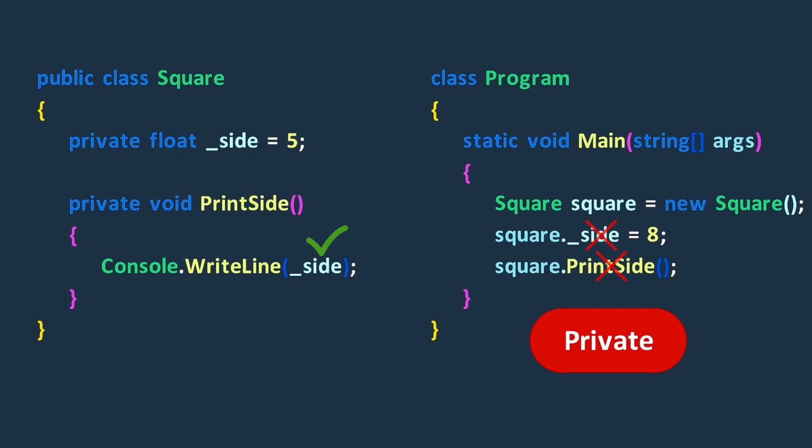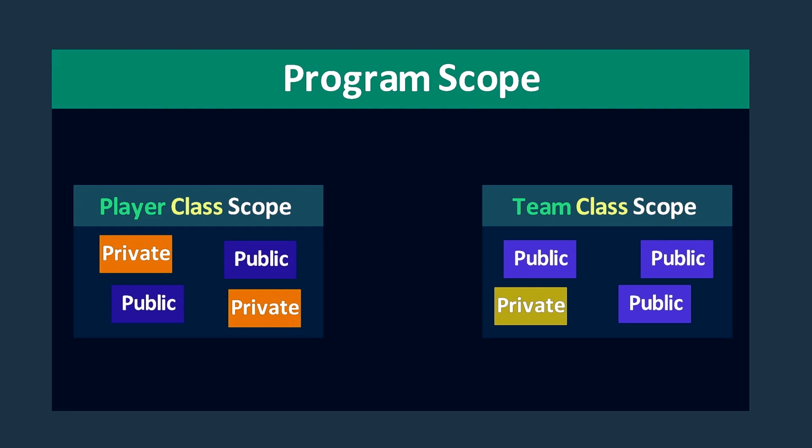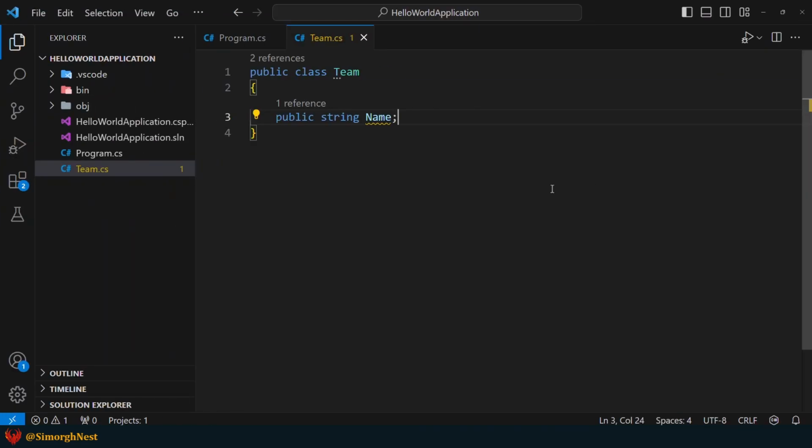Okay, let's illustrate how the private access modifier works as well. Now, let's declare some private members for these classes. In this case, these private members can only be accessed and used within the class itself. If we attempt to use these private members outside the class, we'll encounter an error. Alright, let's show you the private access modifier in action.